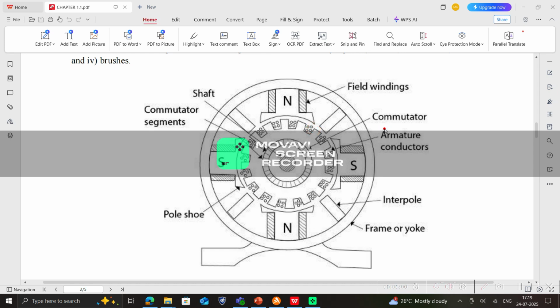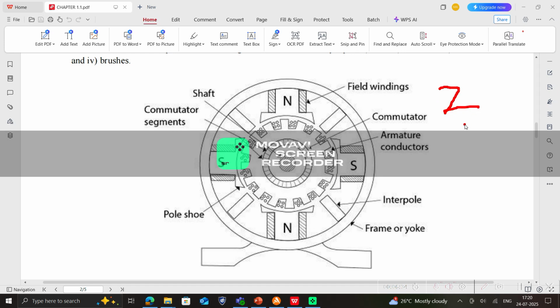In lap winding, if we have 100 conductors and 4 poles, then the division of conductors in one parallel path will be done by 100 by 4, that is, 25 conductors will be placed in each path. In the case of wave winding, if there are 100 conductors, then irrespective of the poles, the winding should always be divided into 2. So for wave winding, the value will be 2.